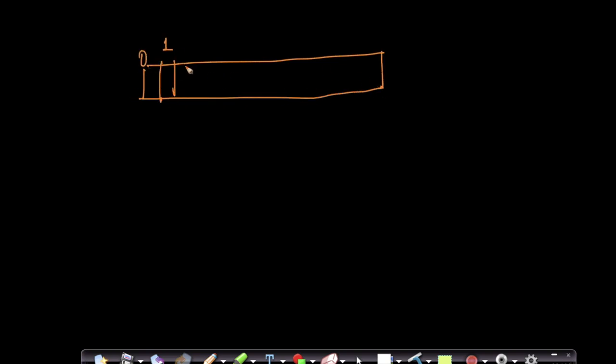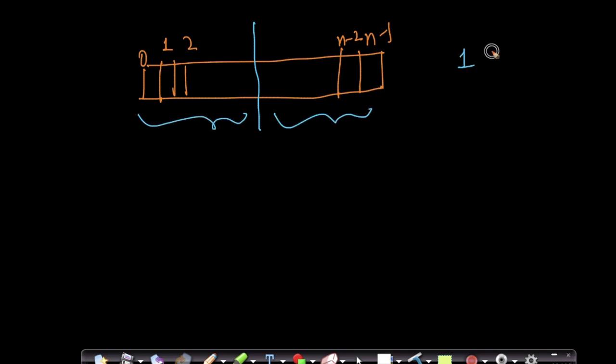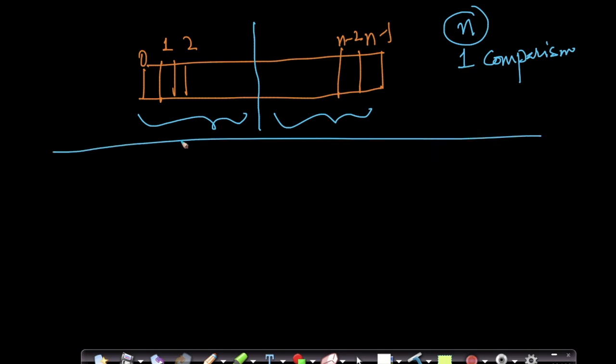So I have index 0, index 1, index 2, and so on, index n minus 2, index n minus 1. At the first iteration, when I'm comparing for the first time, I'm breaking this array into 2 parts and I decide whether the element is in this part or in this part. At the start of the first comparison, my array is of size n, right? Because my element could lie anywhere amongst these n elements. But after the first comparison, I decide that it lies either in the left subarray or the right subarray, right?